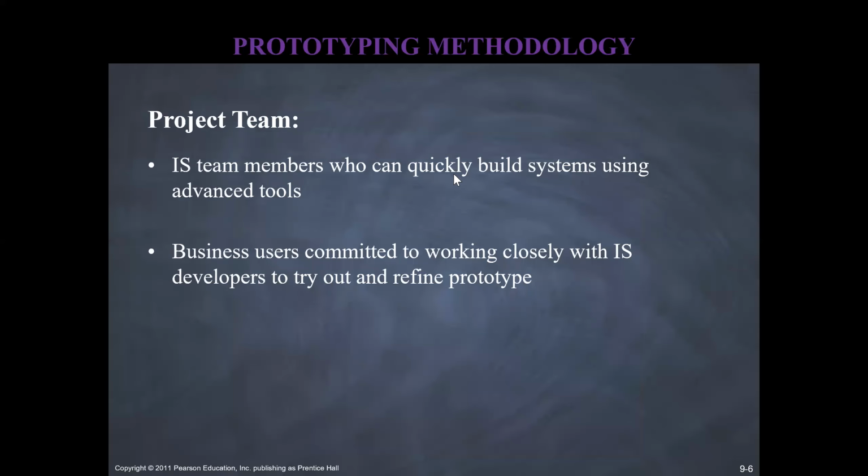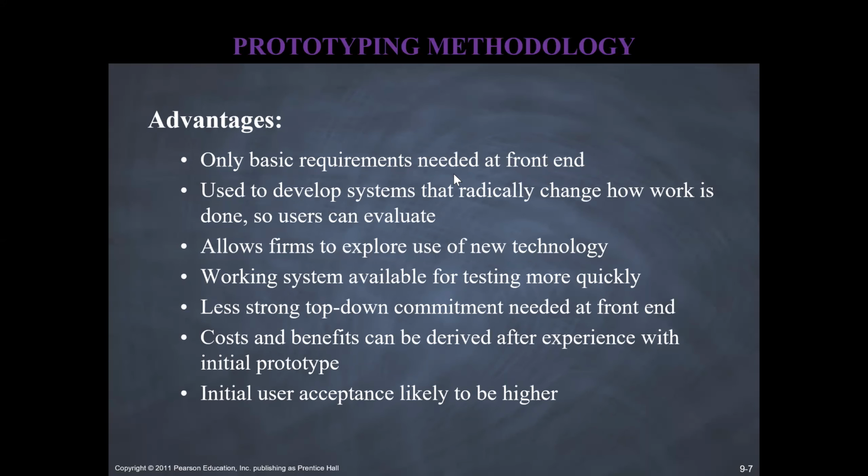Now, all of this needs a good project team, right? Typically, the project team is a bunch of information systems professionals who can quickly build systems. They could be internal folks, they could be consultants, they could be a hybrid team, they could be onshore, offshore, what have you. And then you have typically business users who are committed to working closely with that team. And they'll try out different things, refine the prototype, and so on.